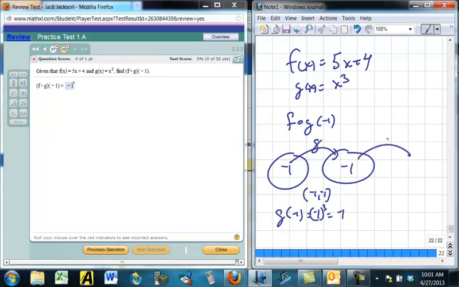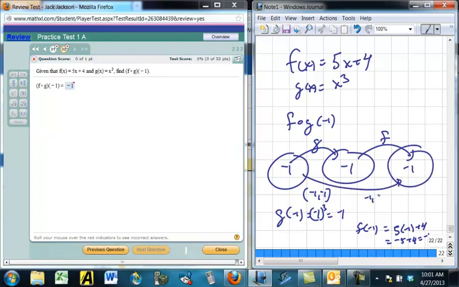Then that output becomes the input for the function f. F of negative 1 is 5 times negative 1 plus 4, negative 5 plus 4, which is also negative 1. So that turns out to be negative 1 at the end. And so it's kind of boring, everything's negative 1 there.